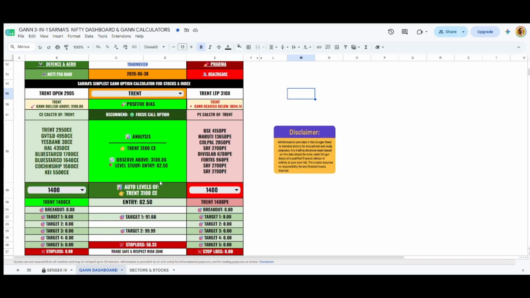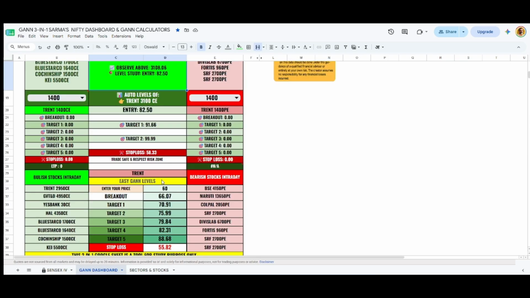For example, see Trent, I opened it: positive bias, recommendation call option, focus on call option, analysis 3100 call option above 3108. That means once Trent is trading above 3108, we have to buy the 3100 call option. If you want to know, the entries are also given over here: entry, target 1, target 2, and stop loss are also given.